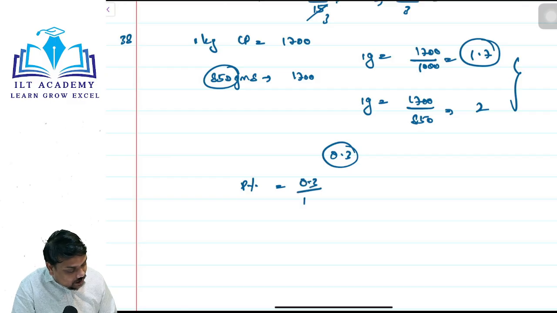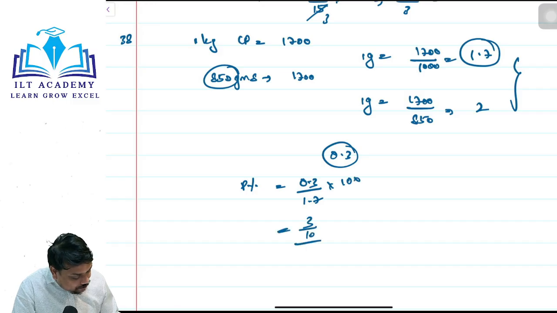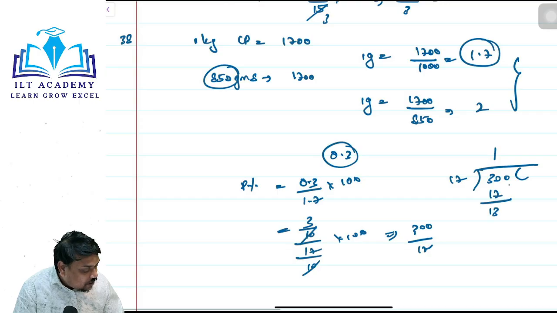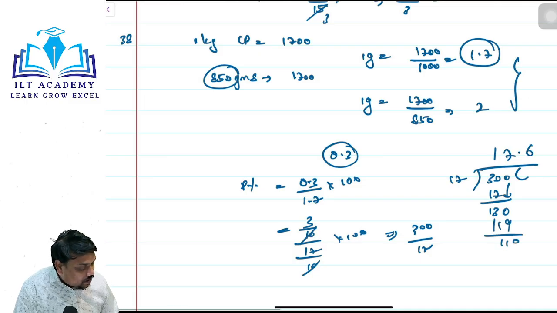And profit percentage they are asking. So 0.3 divided by 1.7 into 100, which is 3 by 10, 17 by 10 into 100. 10 cancel. 3 into 100 is what? 300 divided by 17. 17 ones are 17, 13, 130. 17 sevens are 119, 11, 112. 17.6%.